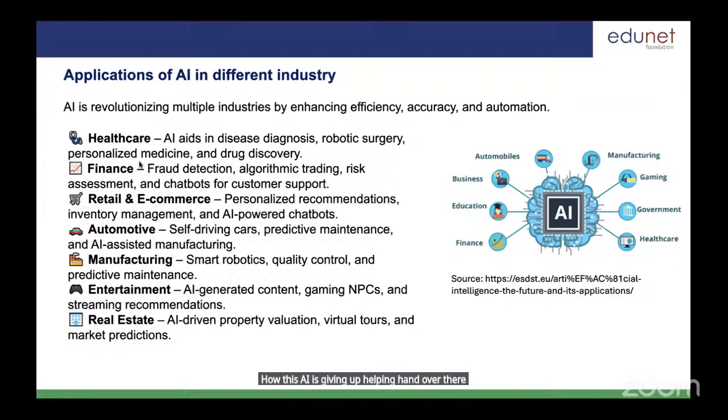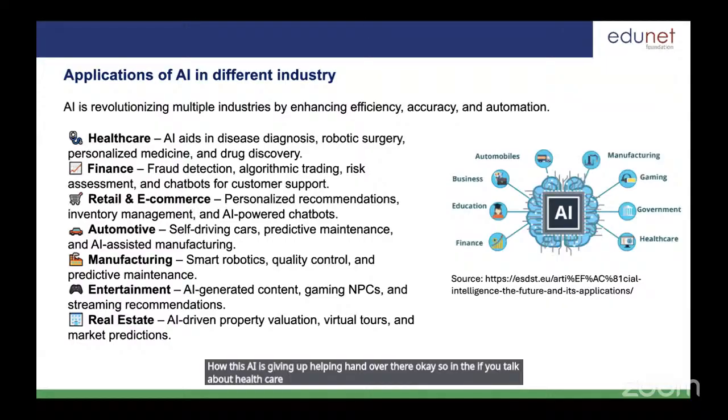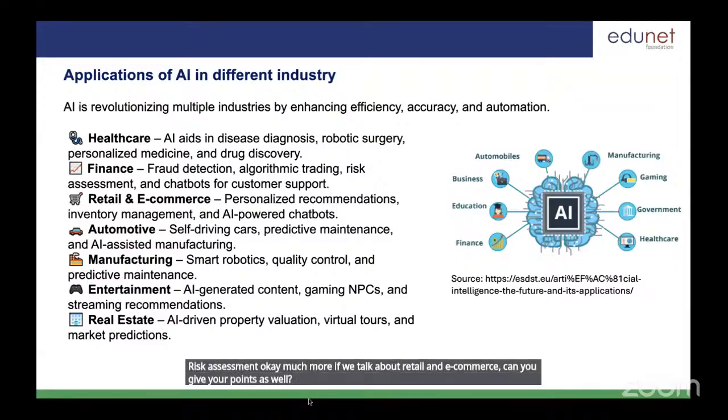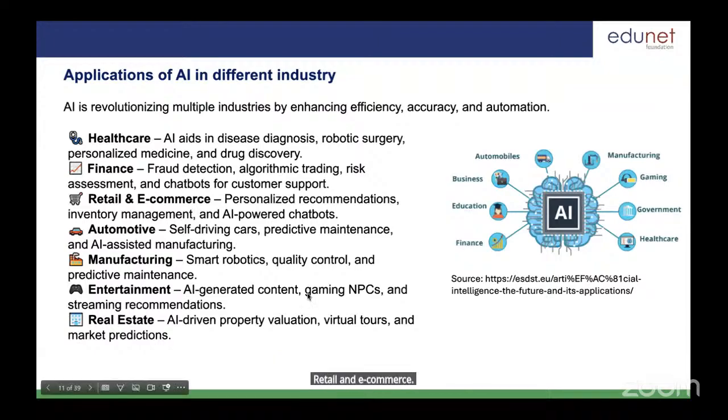If you talk about healthcare, AI aids in disease diagnosis, robotic surgery, personalized medicine, and drug discovery. In finance, we have fraud detection, algorithmic trading, risk assessment, and much more. If we talk about retail and e-commerce, can you give your points as well? We have talked about this, right? Amazon, Shopify, a lot of things. Personalized recommendation, inventory management, etc.